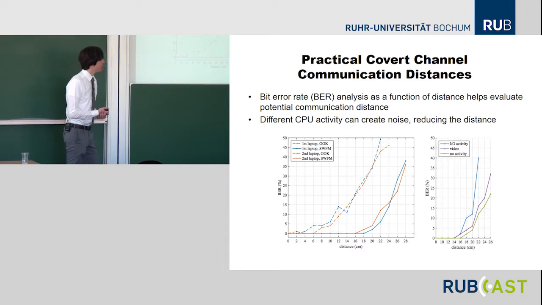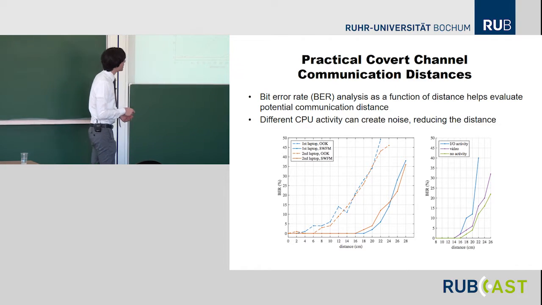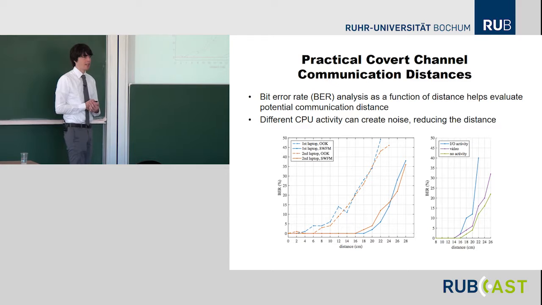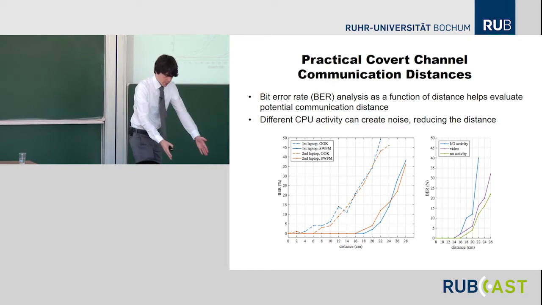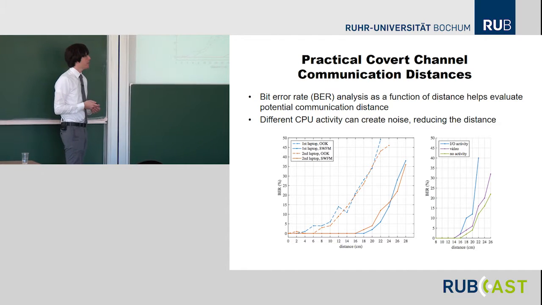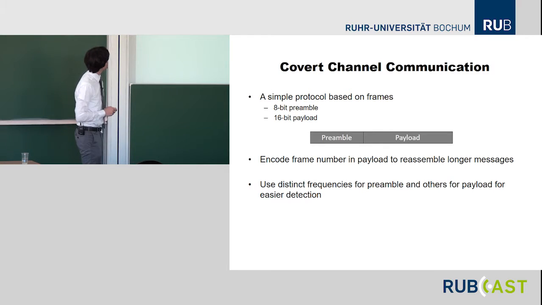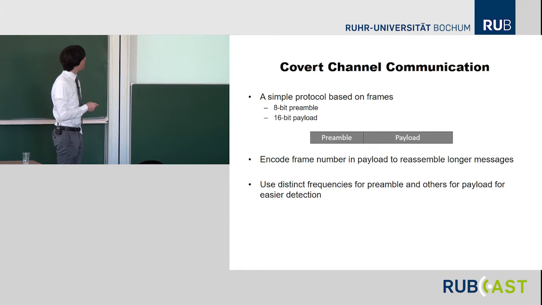So in practice, if your computer is doing many things, there'll be a lot of noise, so your distance gets shorter. But still, you can see that it's on the order of between 10 to 20 centimeters. I would say that at 10 centimeters, it's pretty reliable. And 10 centimeters is your phone next to your laptop, or your phone on top of the CPU chassis. It's not that far.